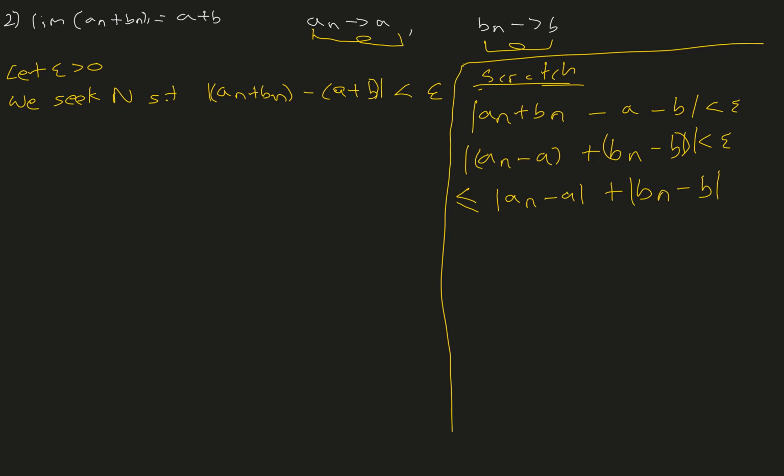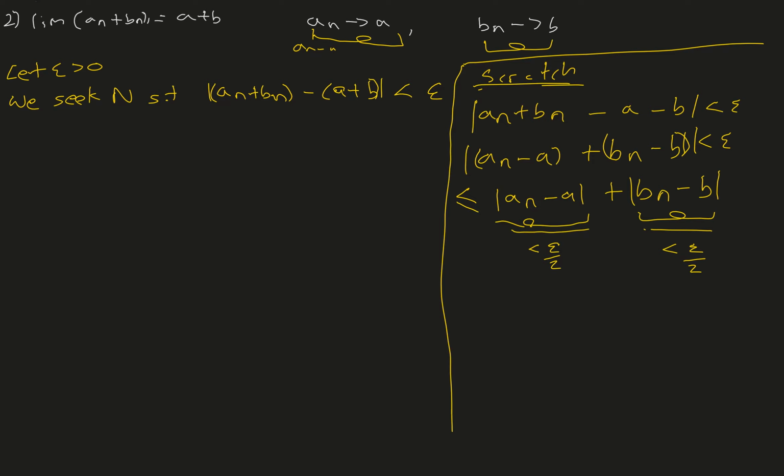Now |an − a| and |bn − b| look like something we know, because we know an converges to a and bn converges to b. Since we know these two converge, we can make them as small as we like. So I'm going to make |an − a| smaller than epsilon over 2, and |bn − b| smaller than epsilon over 2.